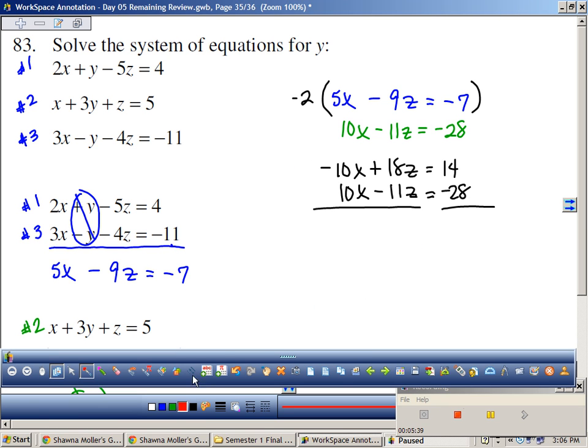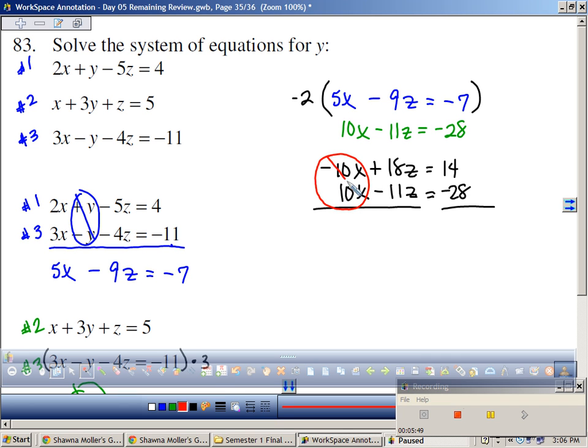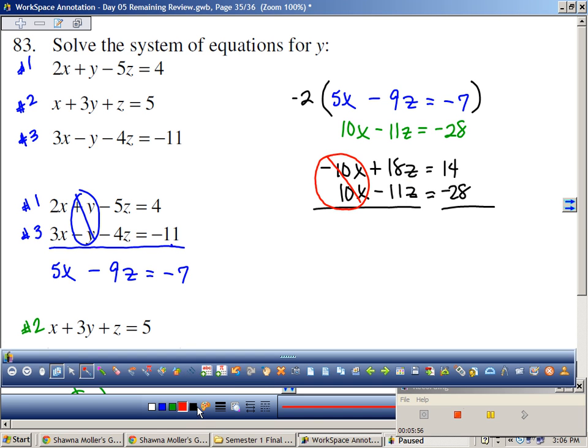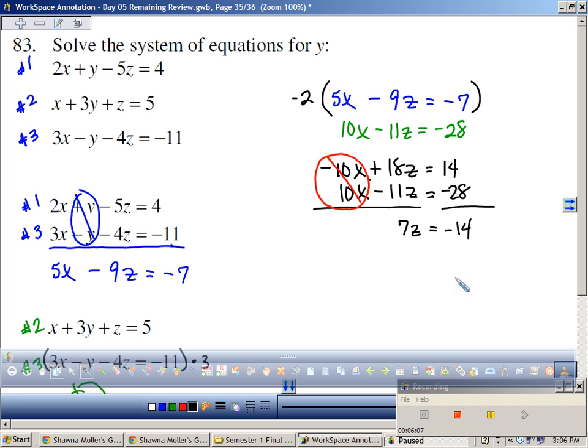All right. So this gets canceled out, and I get 18z minus 11z is 7z, equals negative 14. So z equals negative 2.